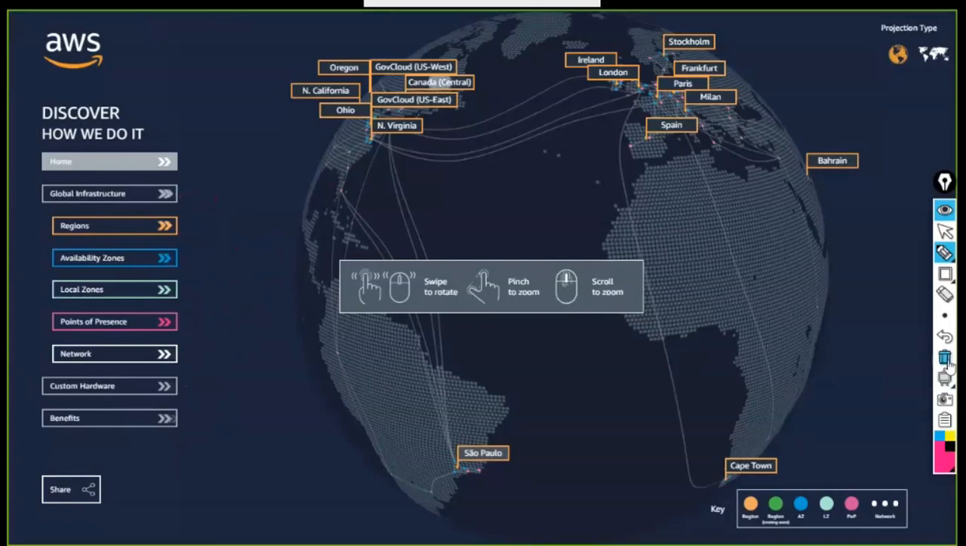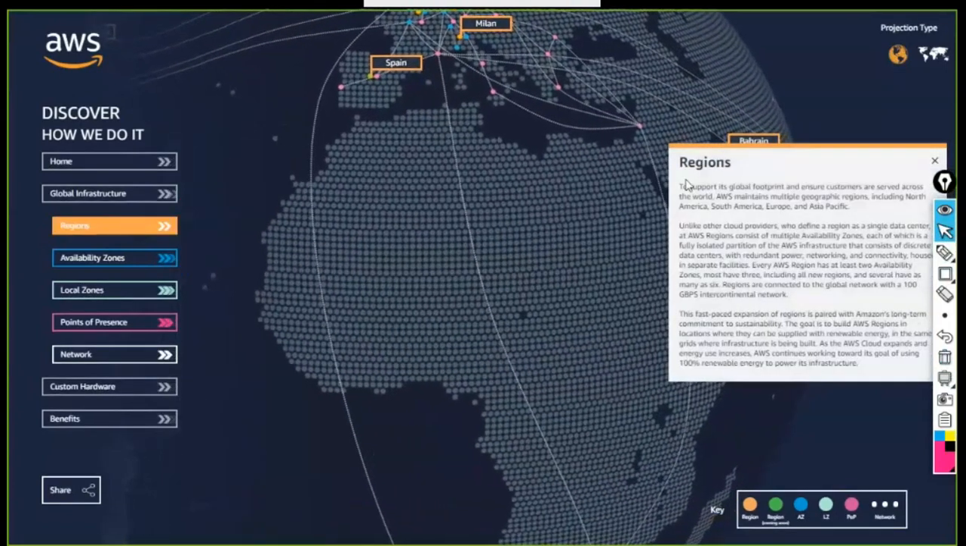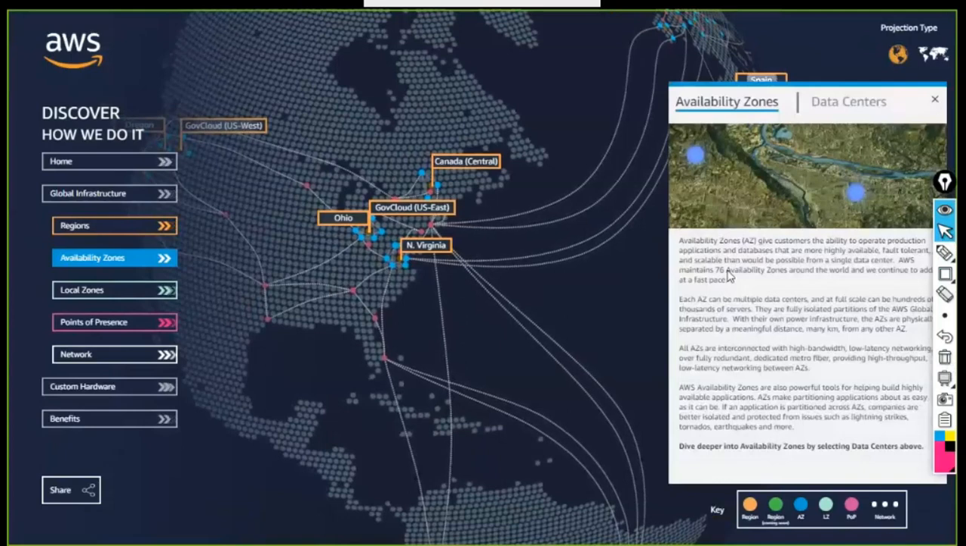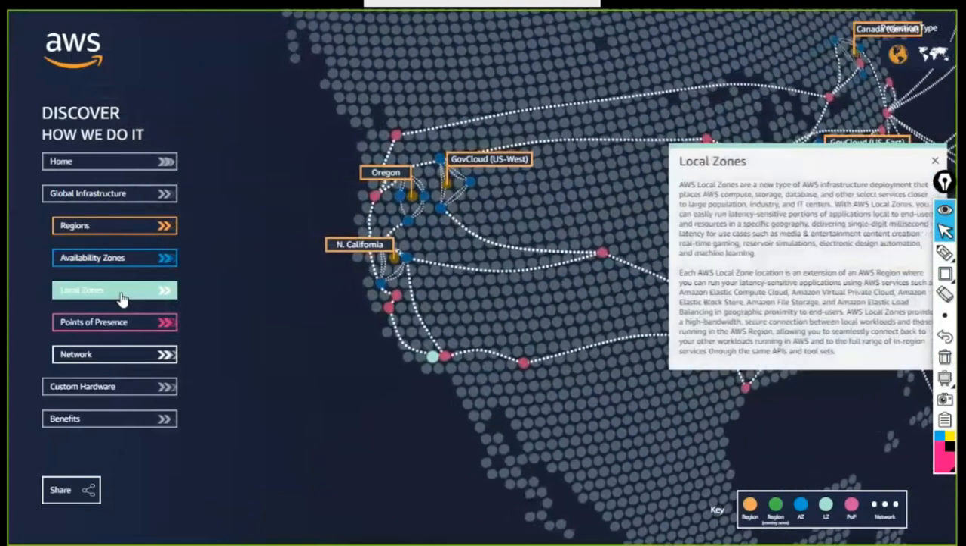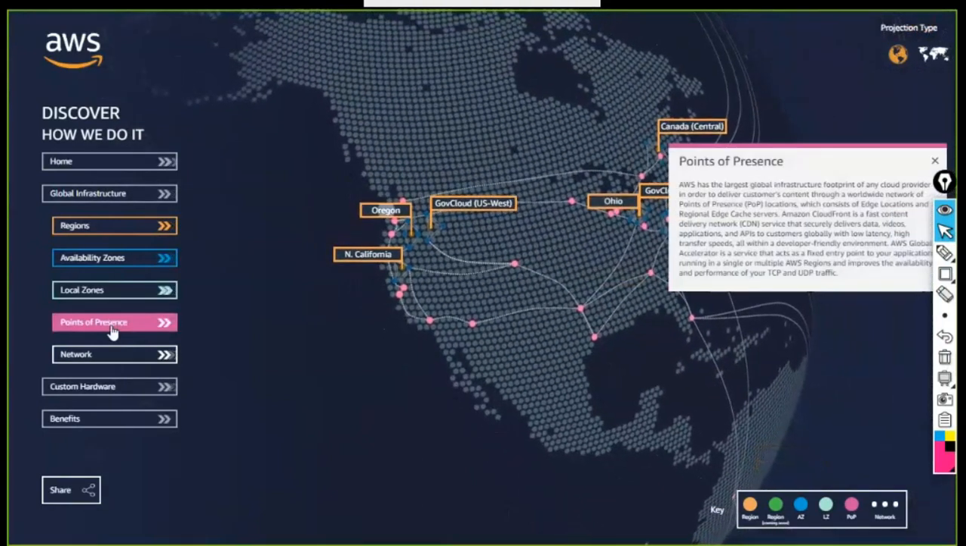If you click on each and every link, you will get some information about it. They are giving complete information on what a region is, what availability zones are, and why we need AZs. Within a region you will have multiple AZs. Why we need a local zone, why we need a point of presence, and what the point of presence is going to help us with.